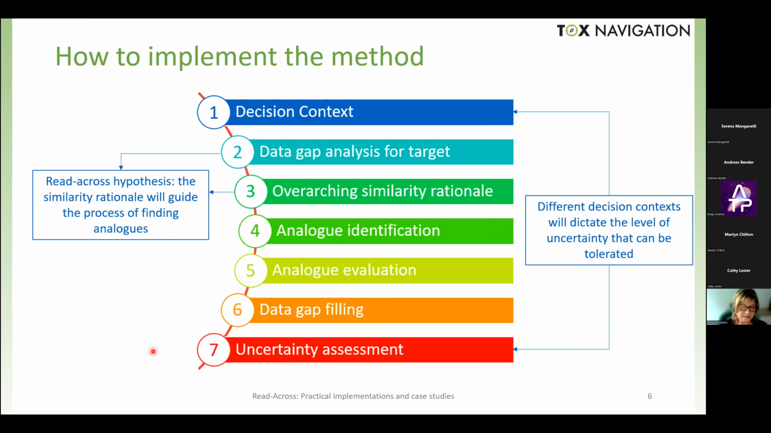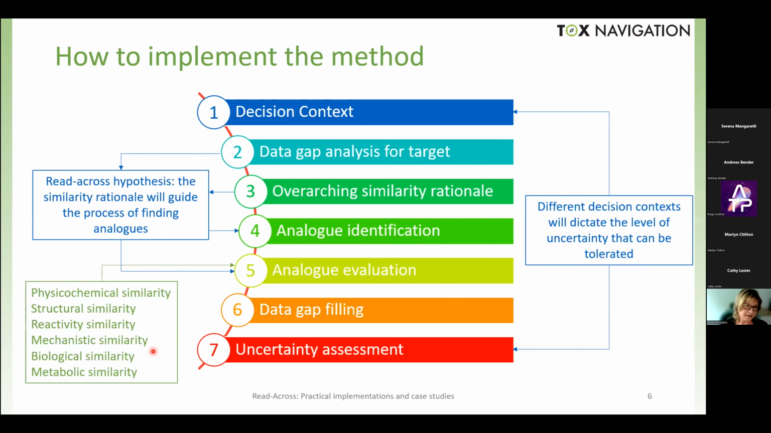So you can use the existing profilers for genotoxicity, skin sensitization. There are some profilers for repeated dose toxicity, for developmental toxicity that you can use. And you collect all the data that you have, and you build a hypothesis. You will use then this hypothesis to identify your analogs. And once you've done that, you can evaluate your analogs. And this is where the similarity assessment comes into play.